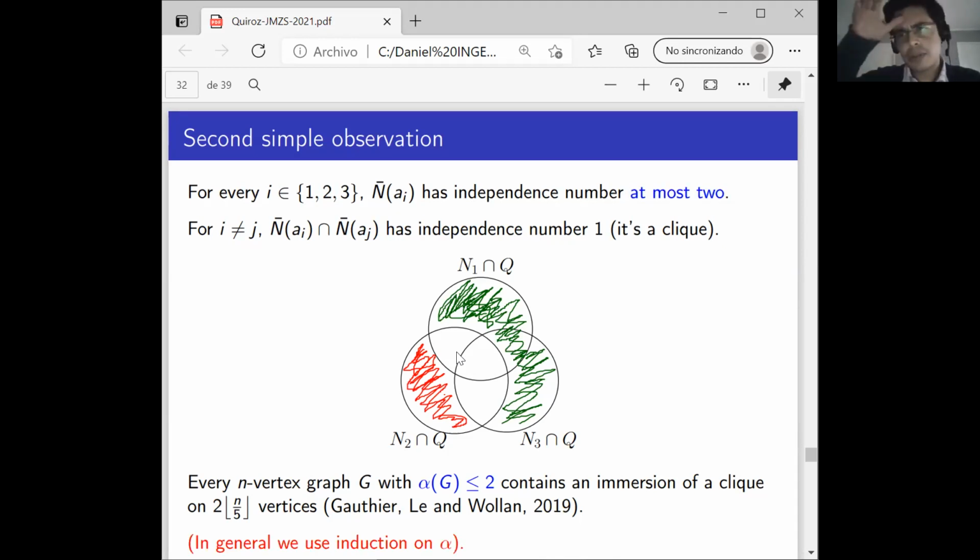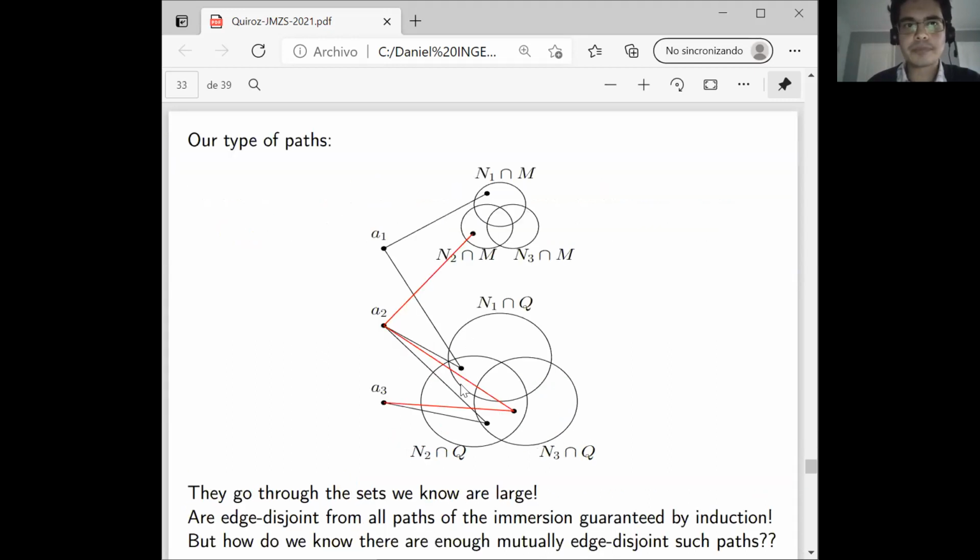And in general, what we do if we look beyond alpha equals 3 is we use induction in alpha. So the non-neighborhoods and their intersections will have small independence number, and by induction they will have some large clique immersion. Okay. We're going back to the case alpha equals 3.